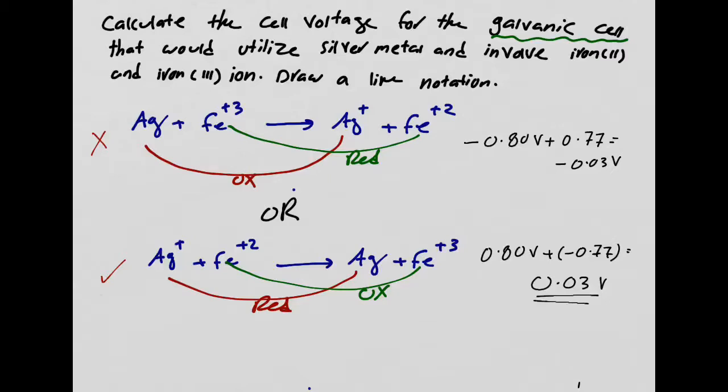Again, the question tells you that iron 3, iron 2, and silver metal are the only ones that are involved. Okay, so now we're going to make a line notation for this. So I know my oxidation and I know my reduction. My oxidation is my iron and my reduction is my silver. Because if you remember, we have to do the oxidation on this side and we have to do the reduction on the other side.